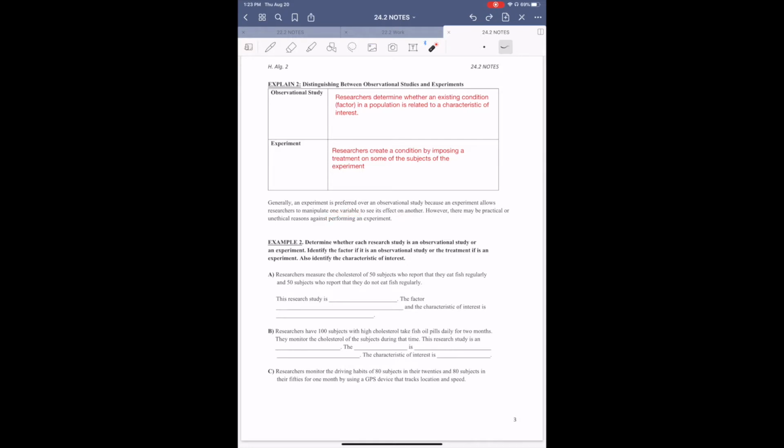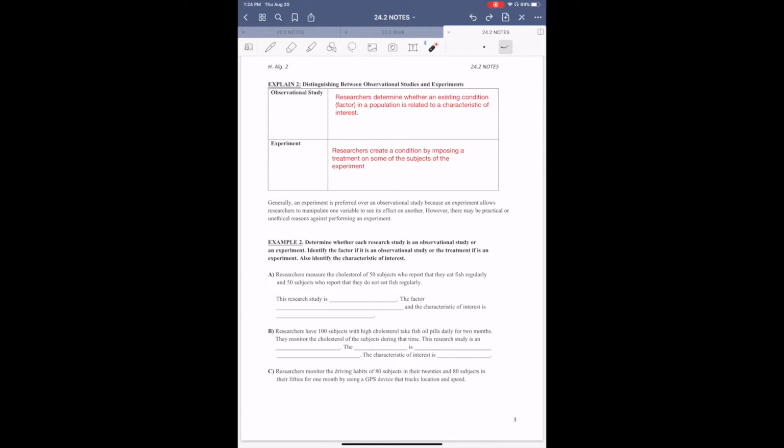However, there may be practical or unethical reasons against performing an experiment. Okay, so now we are going to look at a couple of studies and determine whether each is observational or an experiment. We're going to identify the factor if it is an observational study, or the treatment if it is an experiment. Then we are going to identify the characteristic of interest. So for A, researchers measure the cholesterol of 50 subjects who report that they eat fish regularly and 50 subjects who report that they do not eat fish regularly.